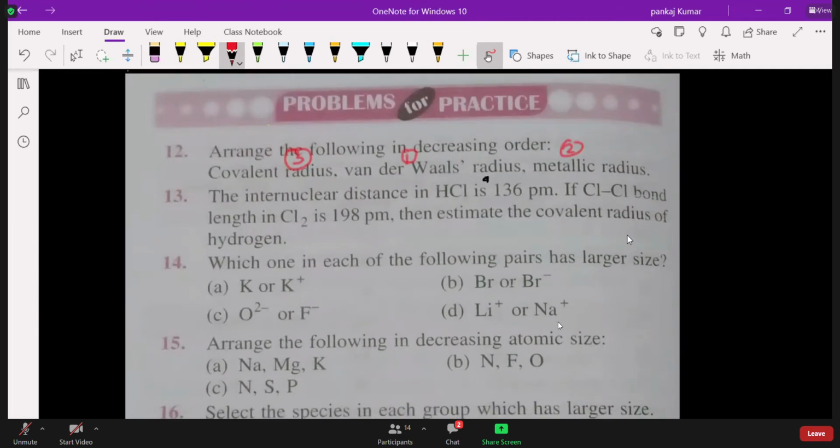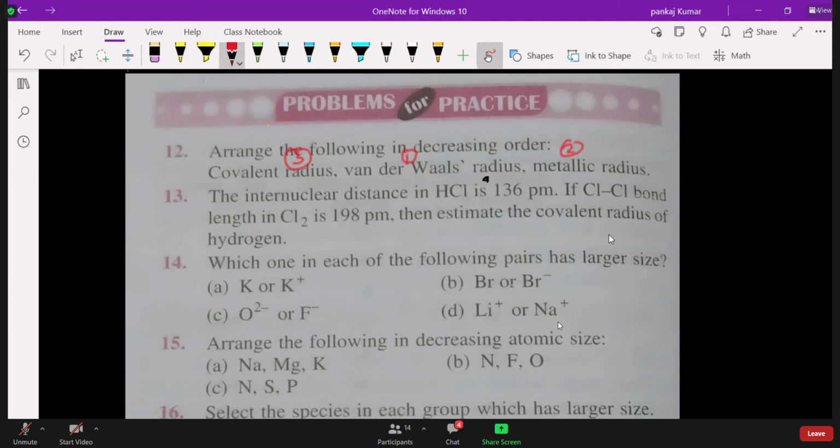Now, can you find the answer to 13? Sir, I think it is 99, sir. Understood? 99? No, sir, 99 by mistake. So it will be 136 minus 99, which is 37. The answer is 37.